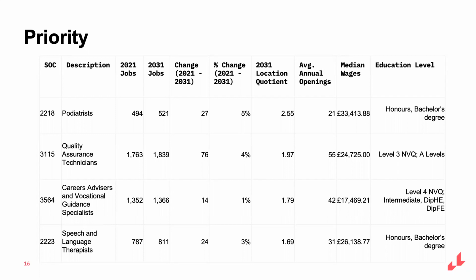So same occupations, but sorted by location quotient in the Northeast with at least 500 jobs in 2031. And it seems when we sort it that way, the 4-digit occupations, those detailed occupations that are coming to the top, include things like careers people being particularly concentrated in the Northeast, as are people working in quality control.